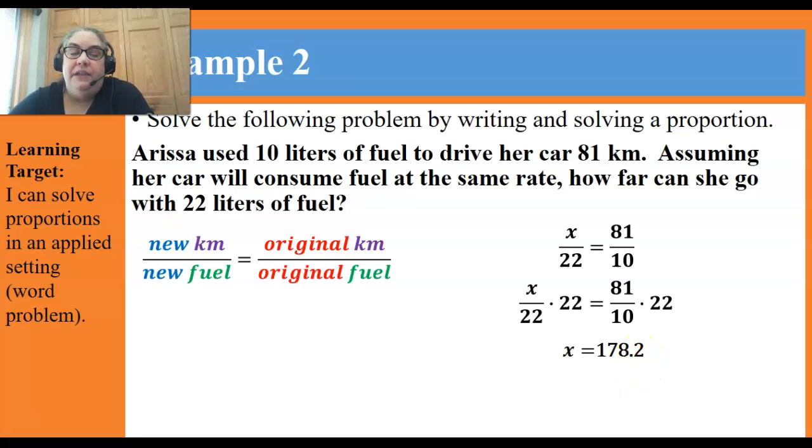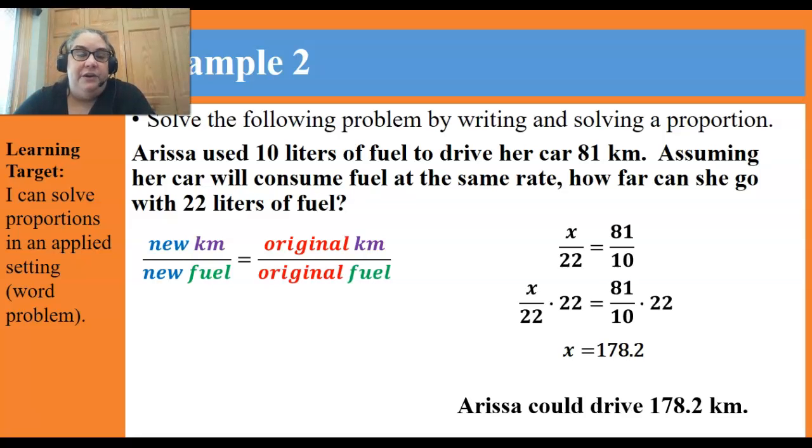In general, I love fractions, and fractions are the way to go when we're dealing with just what I would call a skill builder problem. But in a word problem, usually decimals are appropriate, especially because we're dealing with money or things like that. So I would say that 178.2 is an absolutely acceptable answer. However, we need to complete our answer. How far can she go? Well, Arissa can drive 178.2 kilometers.